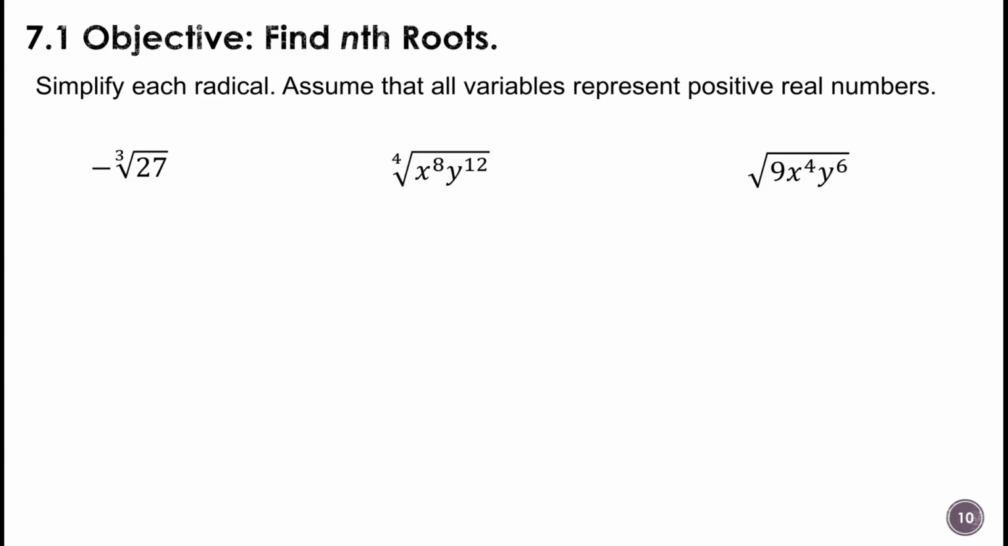All right, so we're simplifying again. We're continuing on with nth roots. We have already determined that 27 is 3 to the third power. So this answer will be -3.